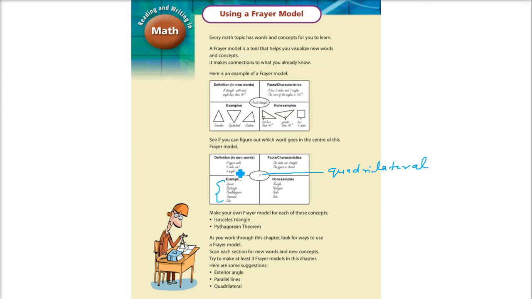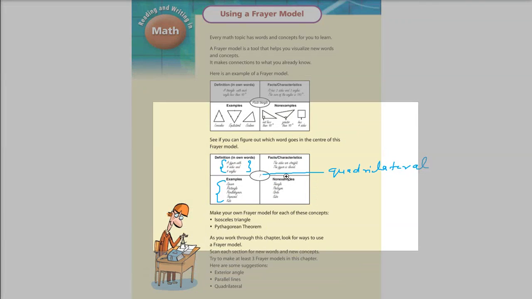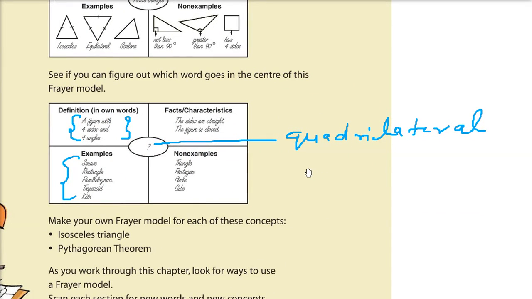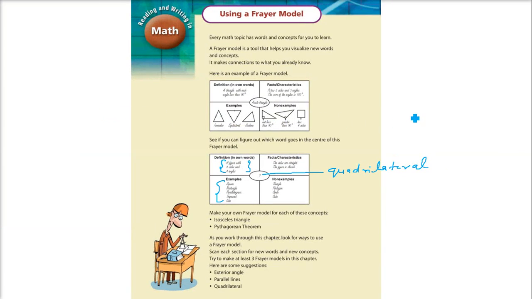So a quadrilateral is a figure with four sides, four angles, and the other aspect is that it is closed. This square, rectangle and others fit in. The sides are straight. So I can just draw any quadrilateral like this, and this one fits in. This is a definition. This is the Frayer model.